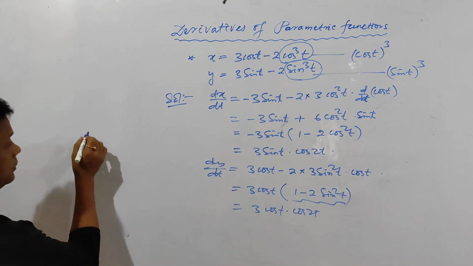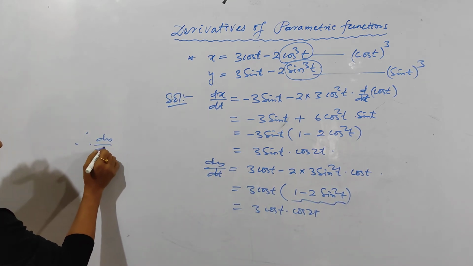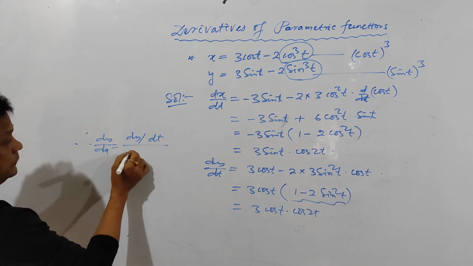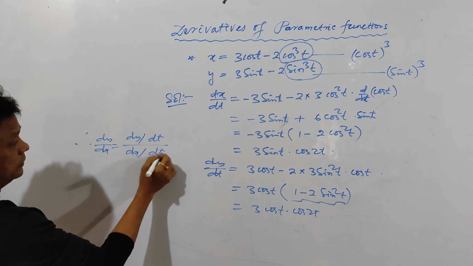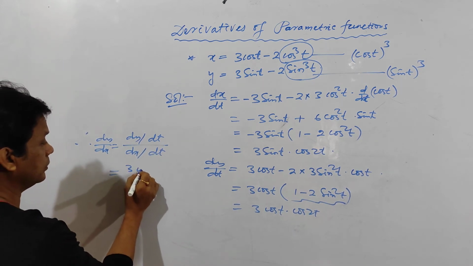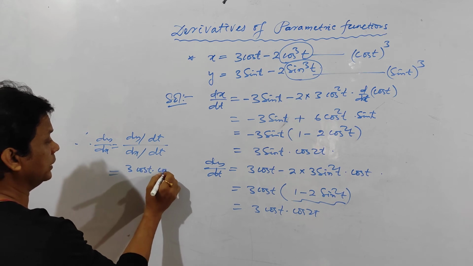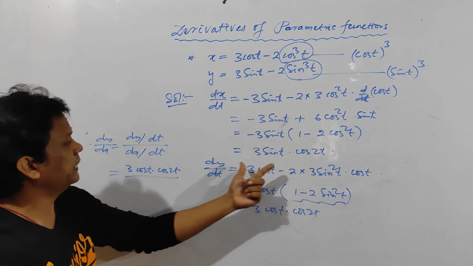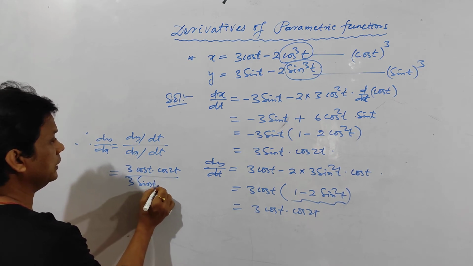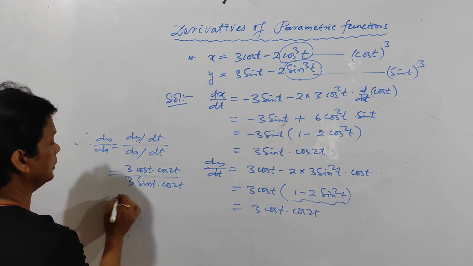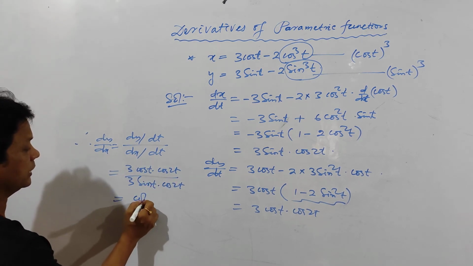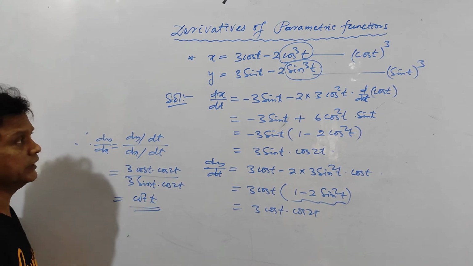So therefore, dy by dx is equal to dy by dt divided by dx by dt. And what is dy by dt? 3 cos t into cos 2t. And what is dx by dt? 3 sin t into cos 2t. 3 3 cancel out, cos 2t cancel out, cos t by sin t, it is cot t. Clear? So this is the answer.